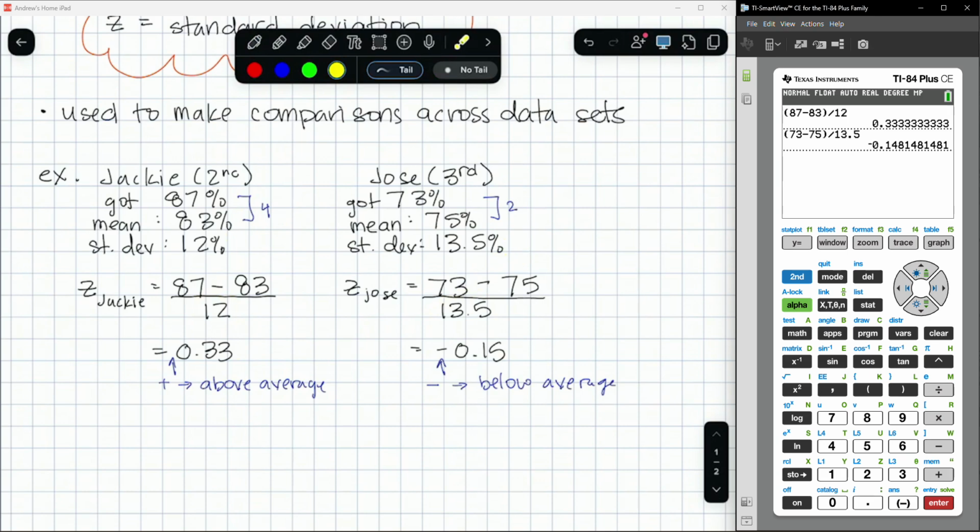So z-scores give us a little bit more information about the spread of the data and allow us to make comparisons across different data sets for the same thing. These were both test scores in percentage form.